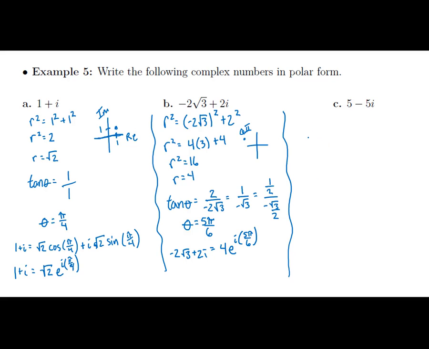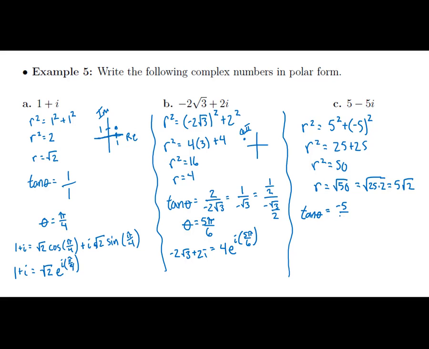All right, then lastly here, r squared is equal to 5 squared plus negative 5 squared. So r squared is equal to 25 plus 25. r squared equals 50. So r is equal to the square root of 50, but I can simplify that. 25 times 2 inside the square root, and then the 25 jumps out as 5, so it's 5 roots of 2. And then the tangent of theta is equal to negative 5 over 5, which is just negative 1 over 1.